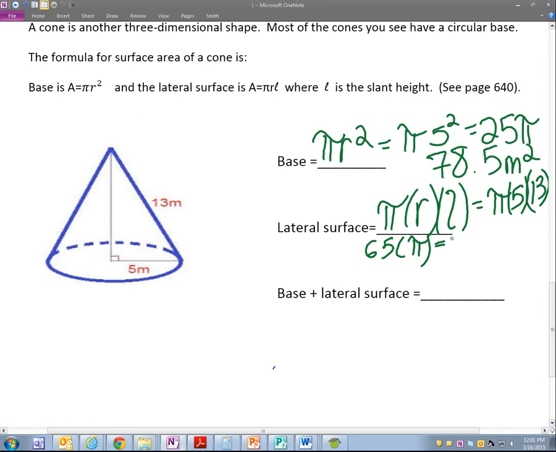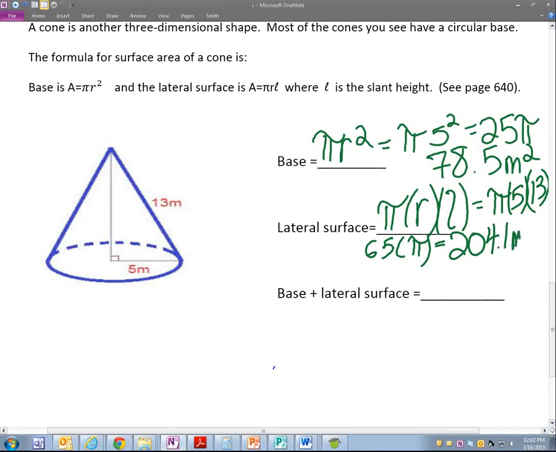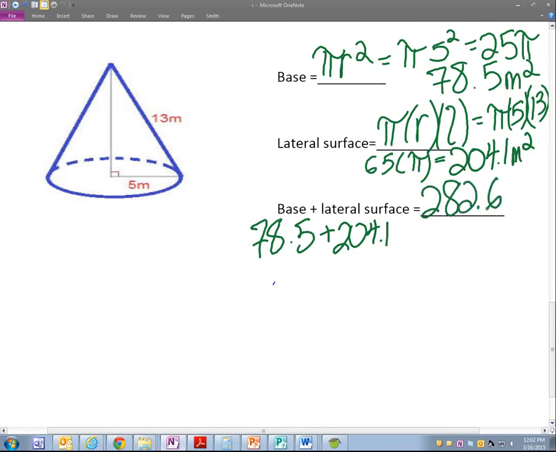204.1 meters squared. So now I have to add those all together. I have to add that base. 78.5 plus 204.1 comes out to be 282.6 meters squared.